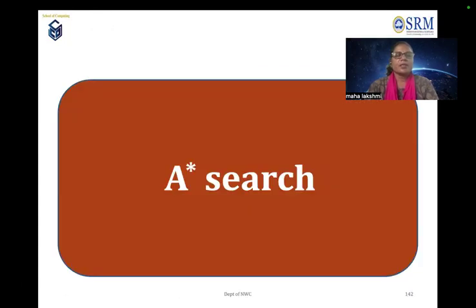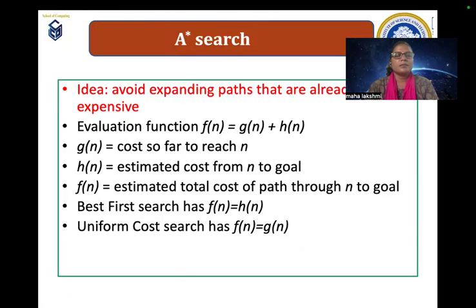Next, we will discuss the A-star searching algorithm. A-star is one of the best heuristic searching algorithms we have. It avoids expanding paths that are already expensive. It works based on the evaluation function f of n. F of n here is not equal to g of n, and it is also not equal to h of n. It is equivalent to g of n plus h of n.